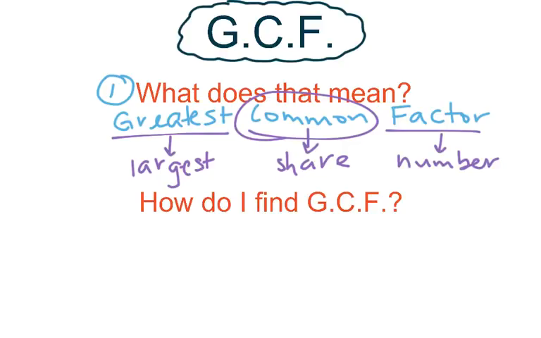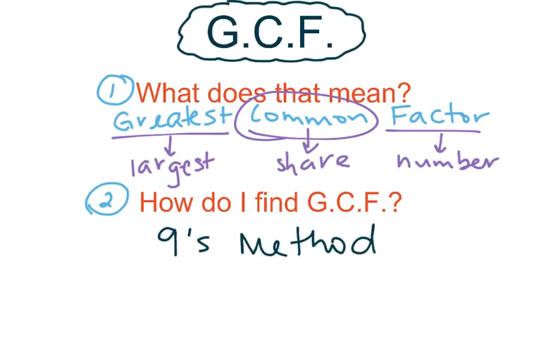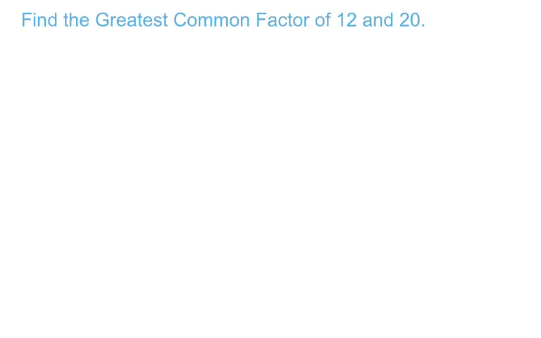Our second question that we're going to now focus on is, how do I find GCF? Well, it's very simple. If you know how to find factors, you can find the GCF. Remember, when we're finding factors, we use our nines method, and we've been practicing that. So let's go ahead and take a look at our first example. Our first example says to find the greatest common factor of 12 and 20.